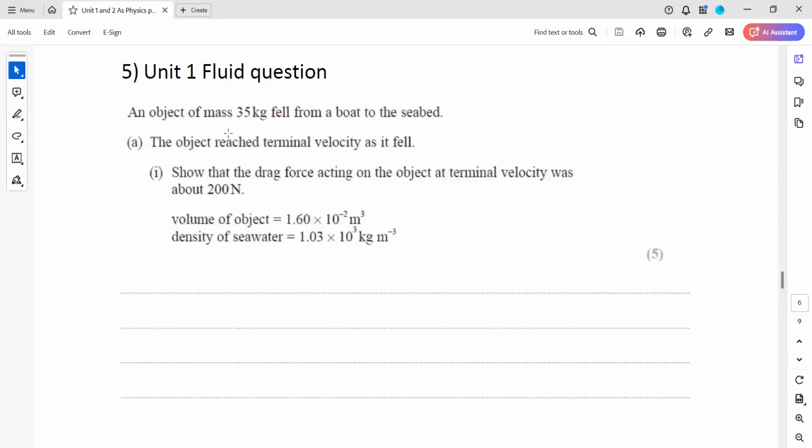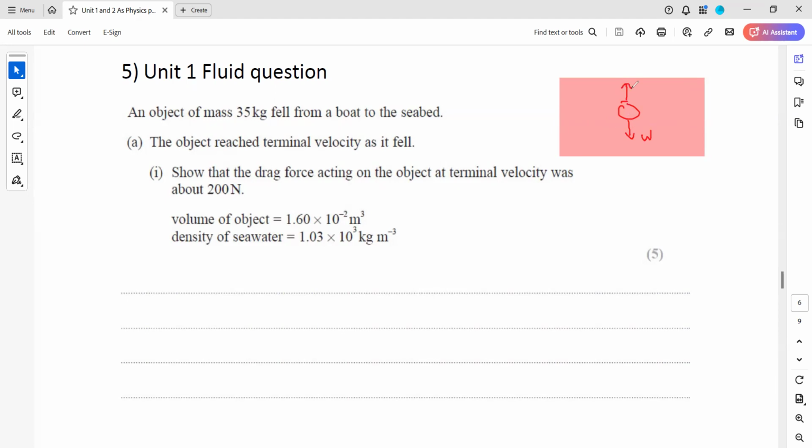Discussion is related to fluids. An object of mass 35 kg fell from a boat to the seabed. The object reached a terminal velocity. So if an object is falling through a fluid and reaches terminal velocity, what will the free body force diagram be? The weight will act downward. When we draw a free body force diagram, the length of the arrow shows the magnitude of the force. So the upward and downward forces should be equal.